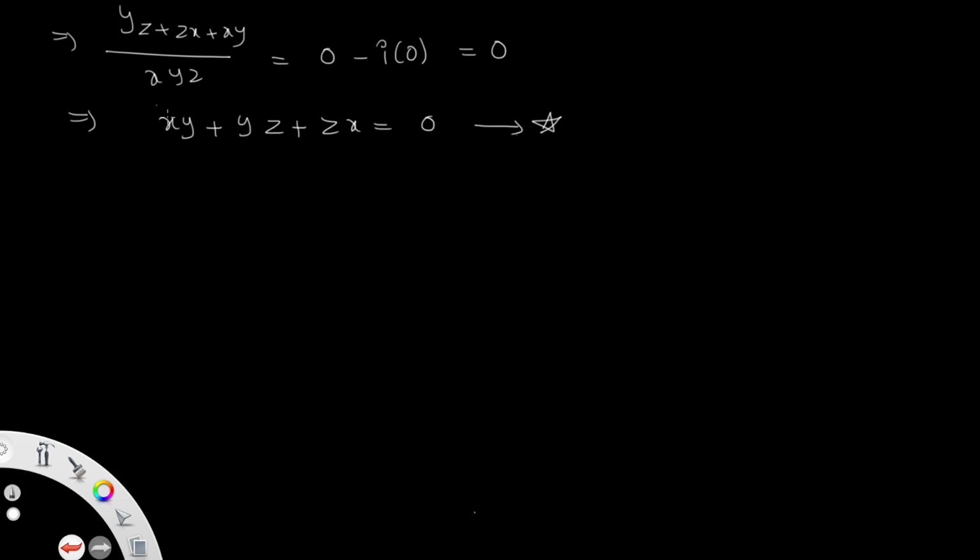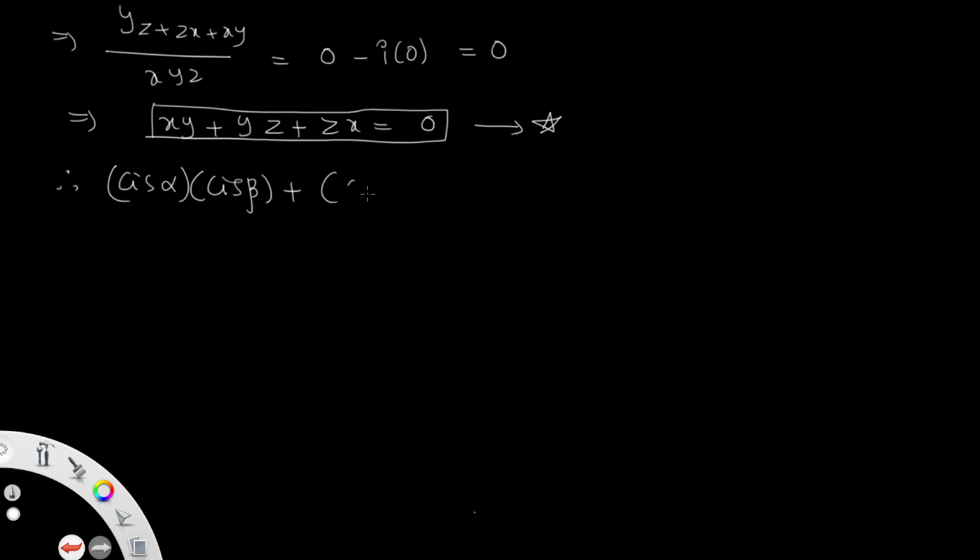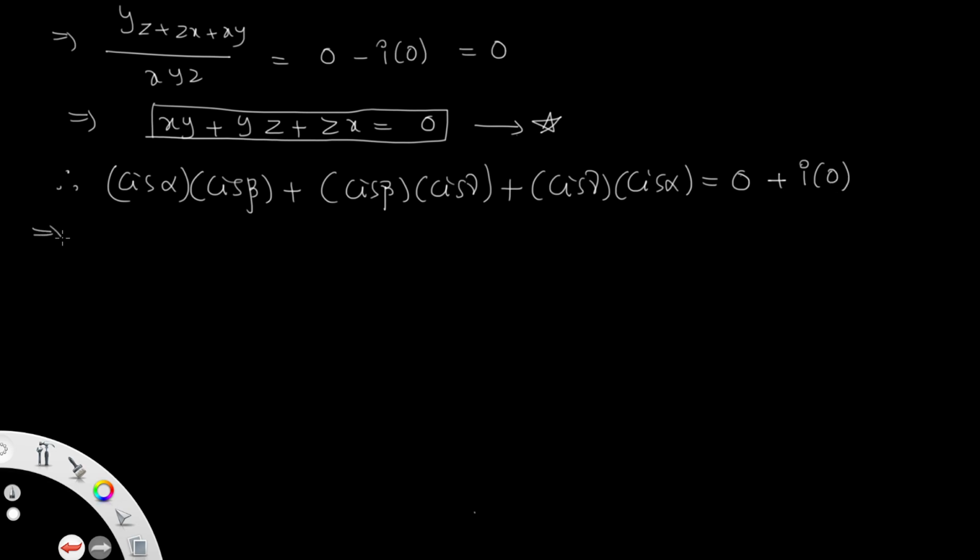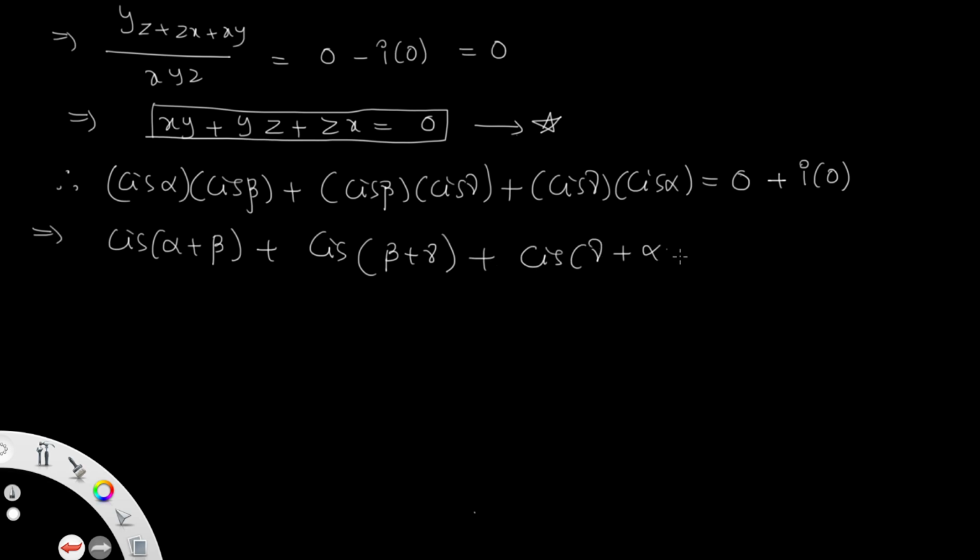This property we use in the third problem, where x is cis alpha, so xy is cis alpha into cis beta, plus yz is cis beta into cis gamma, plus zx is cis gamma into cis alpha, equal to 0 plus i into 0. In the cis form we write 0 plus i into 0. Using the formula, cis alpha into cis beta is cis of alpha plus beta, this is cis of beta plus gamma, plus this is cis of gamma plus alpha, equal to 0 plus i into 0.